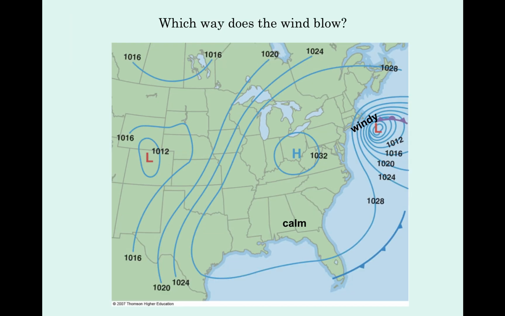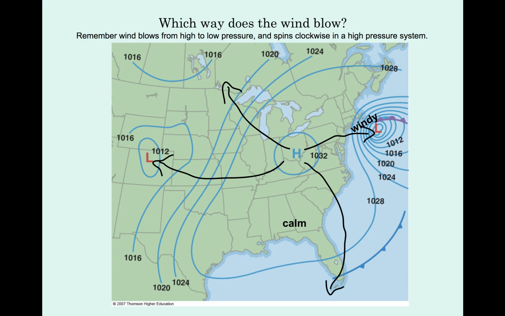Lastly, I want you to mark your map the way that the wind blows. Remember, wind blows from high to low pressure. So we have a high pressure system sort of near the center of our map, and it's going to go out towards those low pressure systems or away from the high pressure system.